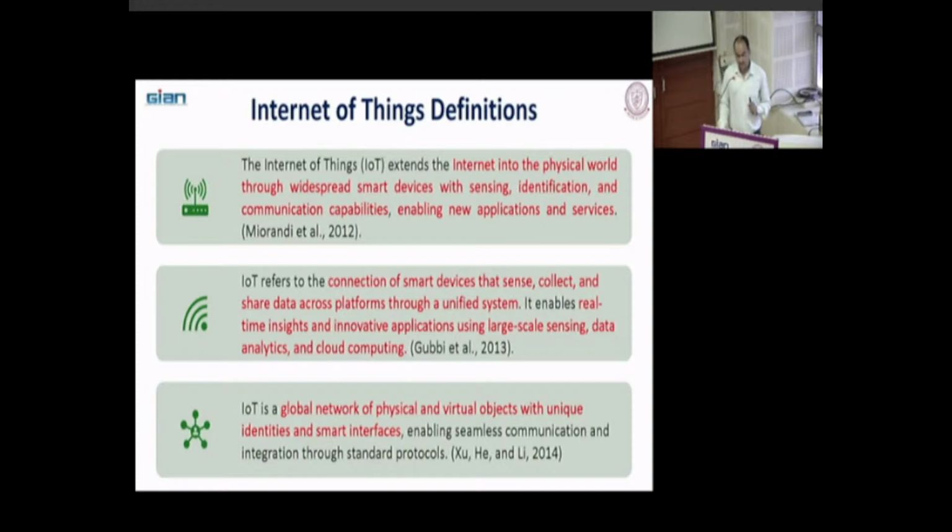The Internet of Things extends the internet into the physical world. Why are we saying physical world? Because we try to connect the physical world to the internet. That's why we are saying IoT extends the internet into the physical world through widespread smart devices. Your smart AC, smart fans, smart tap, whatever smart devices we are talking about, we try to connect those devices with the internet, with sensing, identification and communication capabilities, enabling new applications and services.